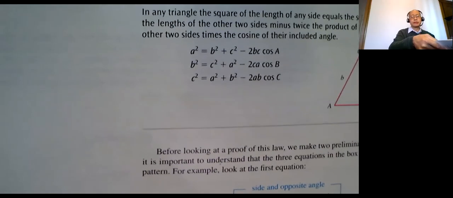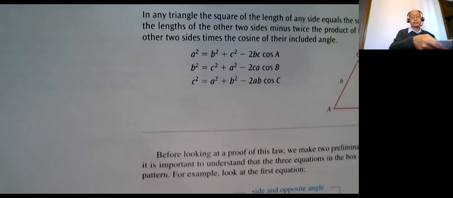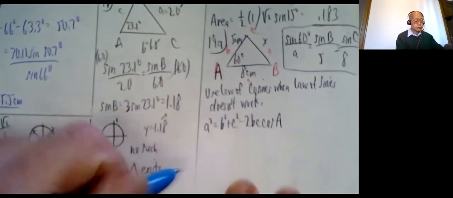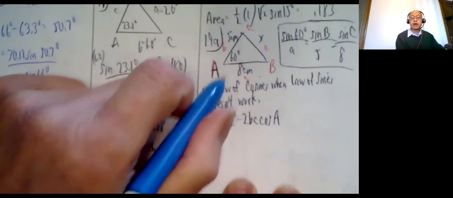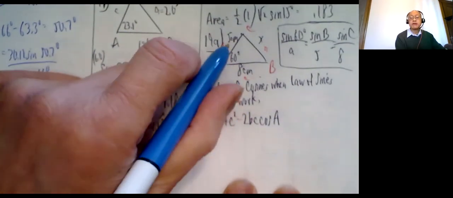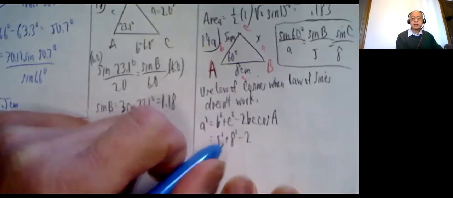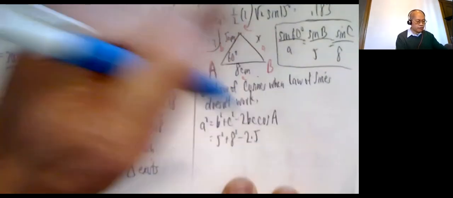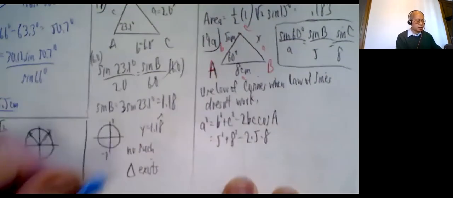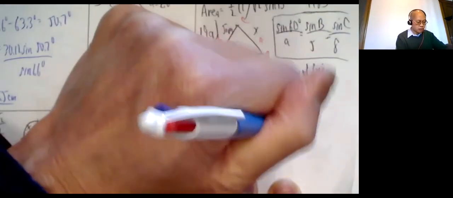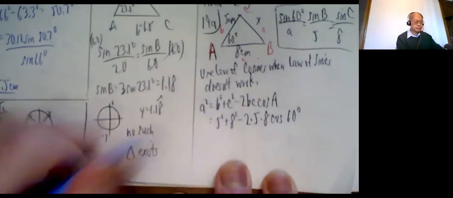So how do you know which one to pick? Well, which one are you solving for? I'm solving for A, so I put A squared. All right, so B squared, 5 squared, plus C squared, 8 squared, minus 2 times B, which is 5, times C, which is 8, cosine of 60 degrees.